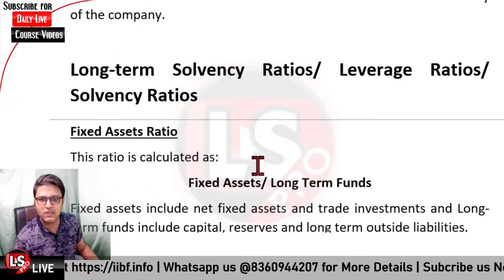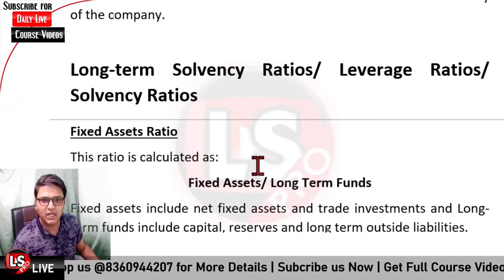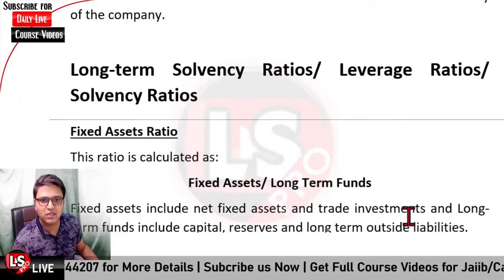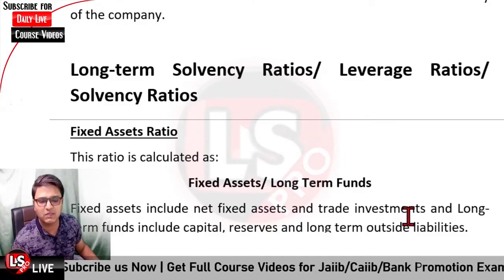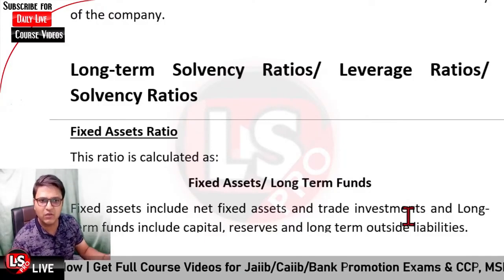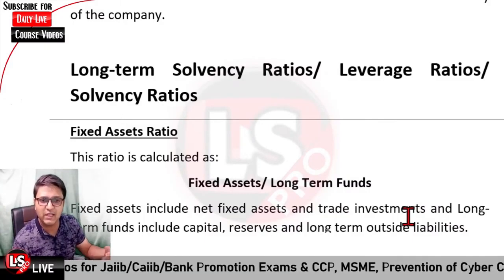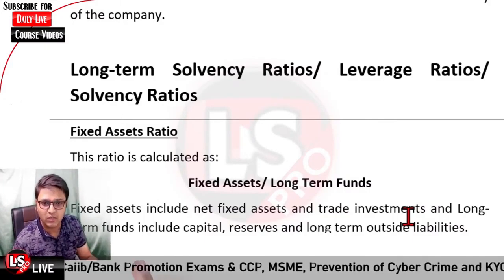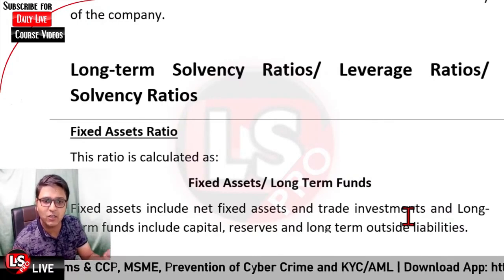And further, the first ratio that we are going to learn about is the fixed assets ratio. Now, what is a fixed asset? You already know what the fixed assets are, which are basically the land, building, machinery, which are basically fixed. You are not going to sell them. Those are not available for sale. You are not going to sell and purchase, you are not going to trade those particular assets.